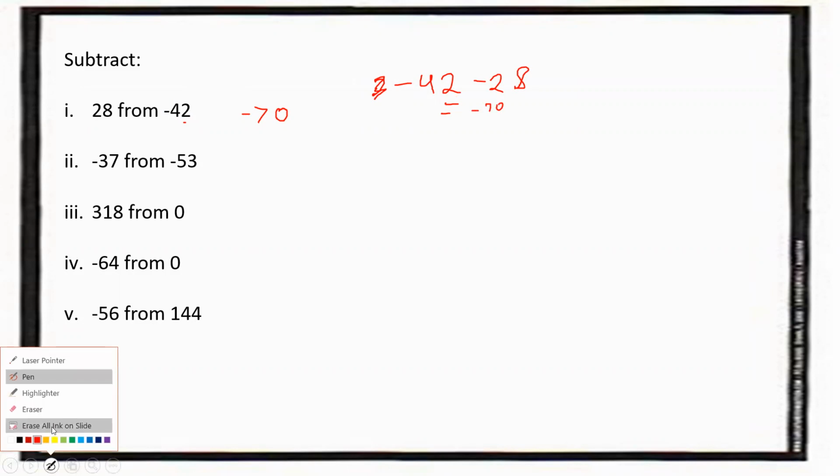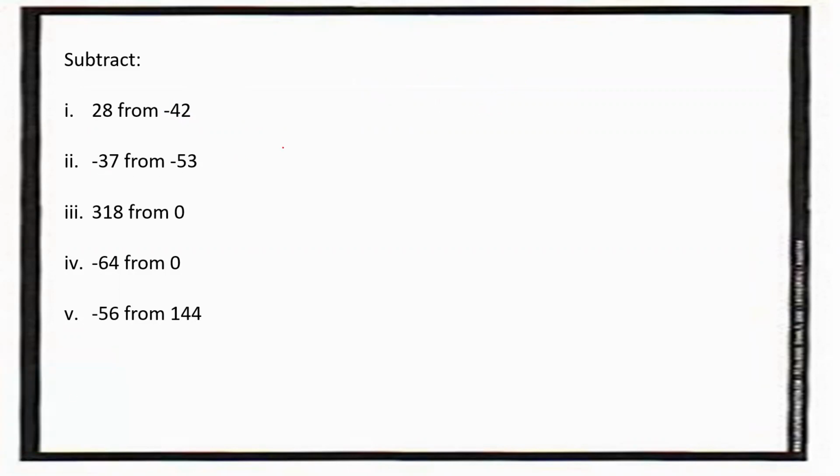Okay, sorry for that. Now minus 37 from minus 53. We copy it down as it is. Instead of "from", we put minus, and the digit after "from" will come at the first place. This is the first step we do. Now in this case you have minus minus, so you need to change it into plus, because minus minus equals plus. So you will make it minus 53 plus 37.